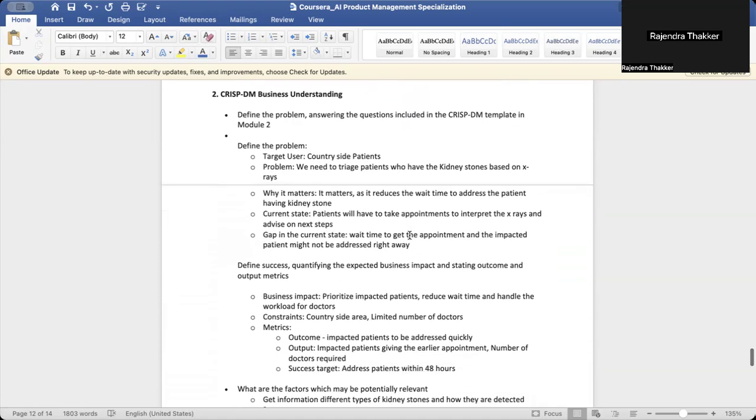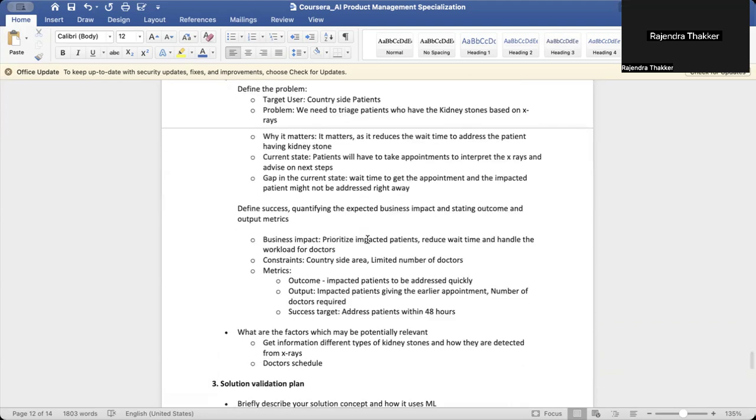Let's go to the second point in this assessment, which is CRISP-DM business understanding. Let's try to go through the problem with the CRISP-DM business understanding template. Let's try to understand what the problem is. Is there a target user? Yes, the countryside patients. Problem: we need to triage patients who have kidney stones based on the x-rays. Why it matters: we want to reduce the wait time and also address the patients right away.